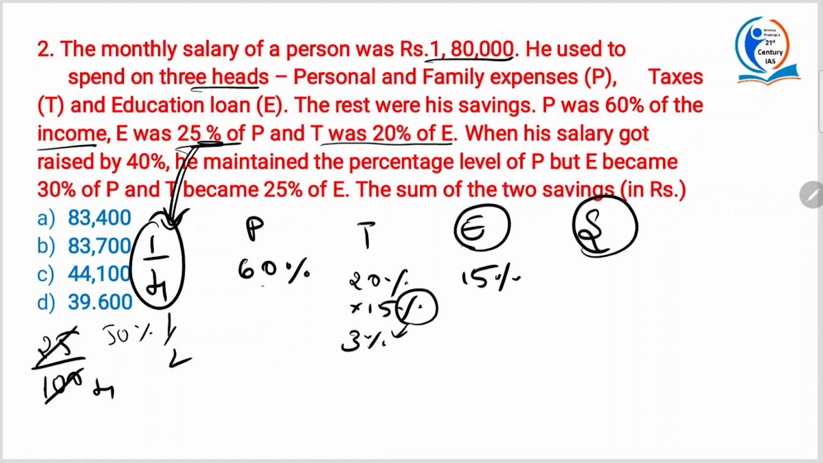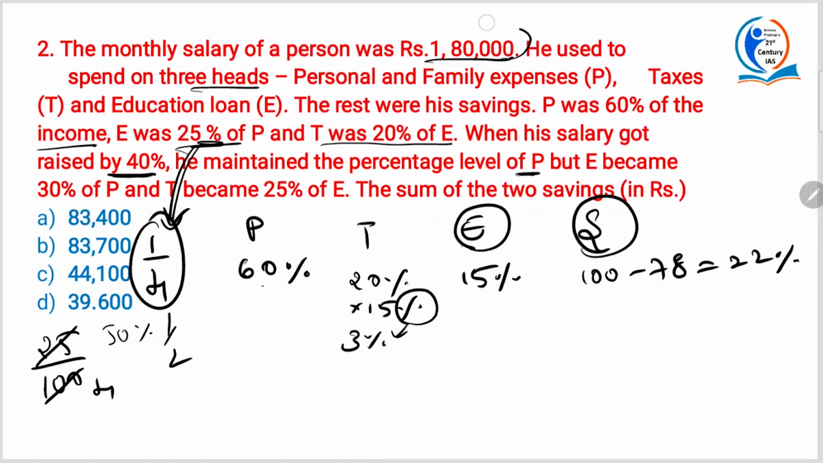Now what are the savings? It will be 60 plus 15 is how much? 75. 75 plus 3 is 78. So the savings will be 100 minus 78, that is 22%. Okay, yeah. When his salary got raised by 40%, he maintained the percentage level of P.